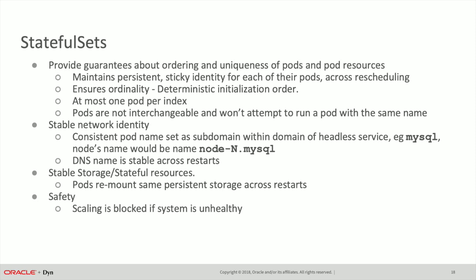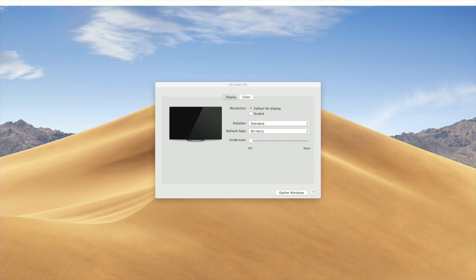Stateful sets. This is the thing I really want to get to. What they do is provide guarantees about ordering and uniqueness of pods and pod resources. They maintain a persistent, sticky identity for each of their pods across rescheduling and across restarts. They ensure ordinality. This is really important when you're bringing up something like a cluster. You want it to come up in a very specific order. With a deployment, you can't do that. At most, you have one node per index.